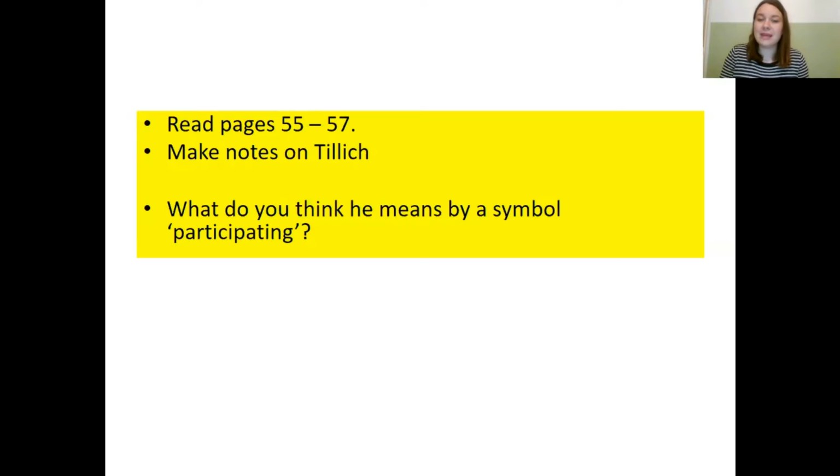What do you think he means by saying that a symbol participates in that which it points to? What does he mean to say that it participates in it?